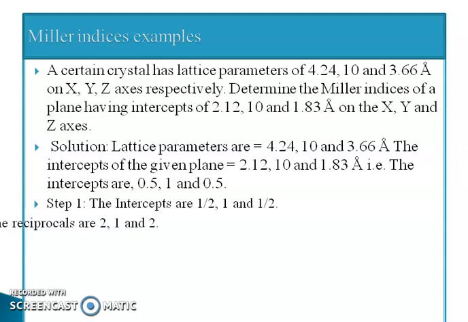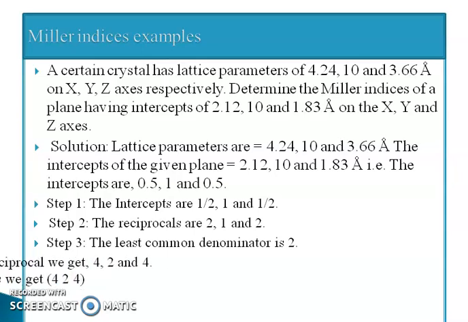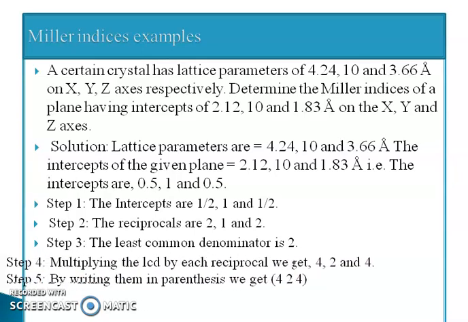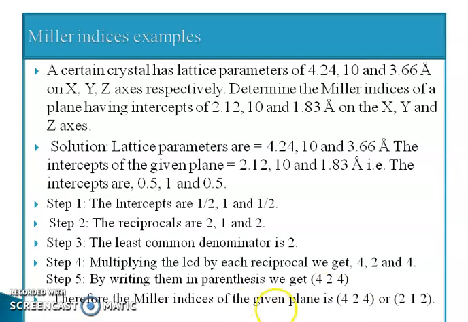What is the next step? Take the reciprocal. Yes, reciprocals are 2, 1 and 2. Now, the least common denominator is 2, and multiplying by the LCM we get 4, 2, 2, and by writing them in parentheses we get (4, 2, 4). These are the Miller indices, or (2, 1, 2) are the Miller indices for this given plane.